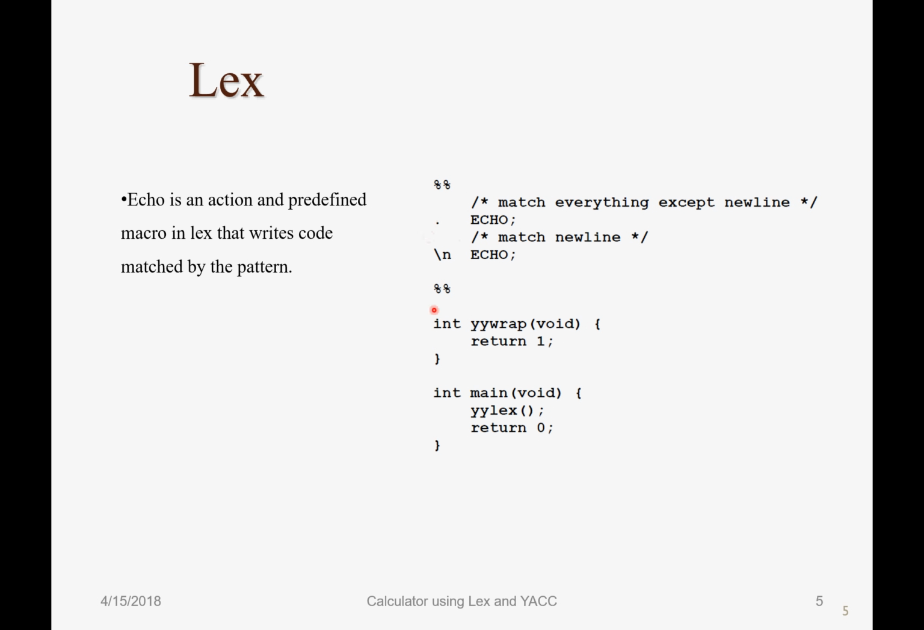Then the third section is the C section or subroutine section, where we wrote some functions: yywrap and the main function, where the yylex function is there to call the lexical analyzer. So it will display the output. If I enter ABC, it will show the output as ABC. If I enter hello students, then it will display hello students, because my input is dot, any character. So in this way we can write a LEX program.